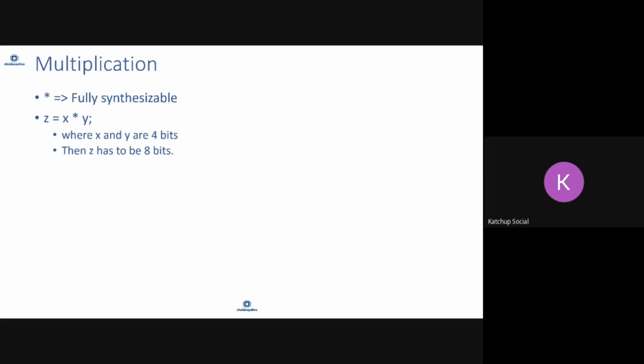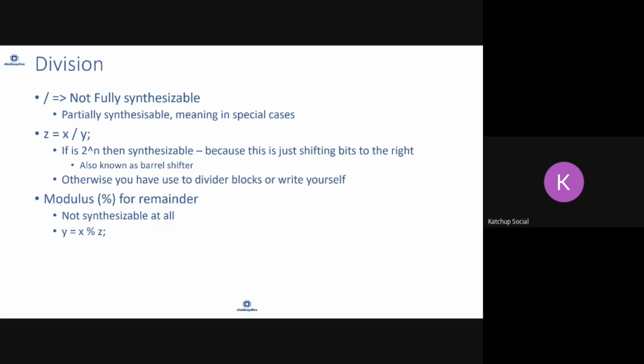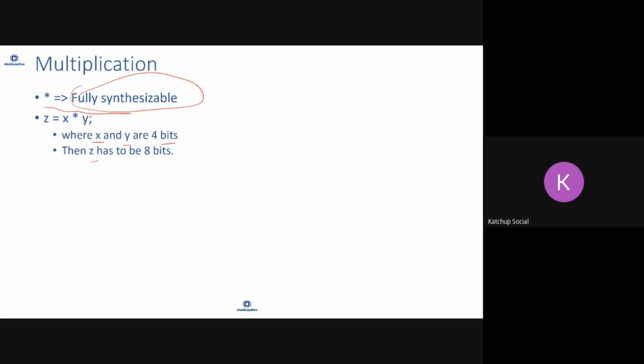Then there is the multiplication operator, which is star. This particular operator is not fully synthesizable. I'll talk about the cases when it's synthesizable and the cases where it's not. In multiplication, in order to capture values, if X and Y are 4 bits, then the result has to be at least 2 times that, 8 bits. Some cases of it are synthesizable, some are not. Typically, multiplying by 2 raised to power n is like shifting bits, then it's synthesizable.